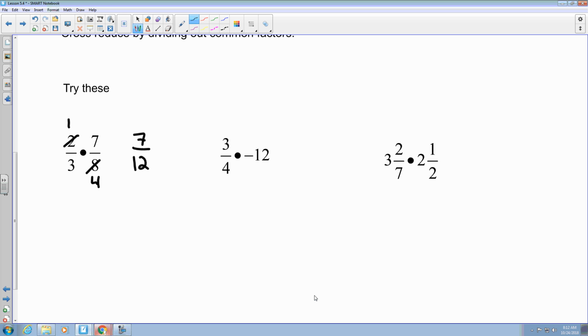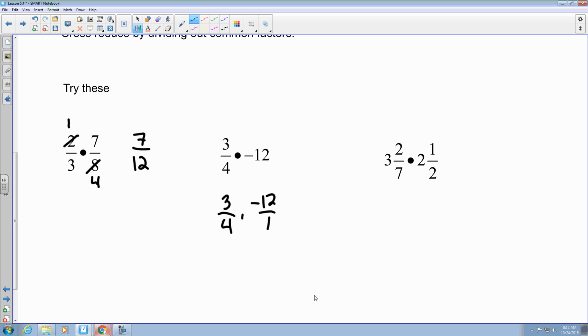From here, looking at 3/4, when I see a fraction being multiplied by an integer, I like to rewrite the integer as a fraction. So I'll just put it over 1 and then multiply it from there.